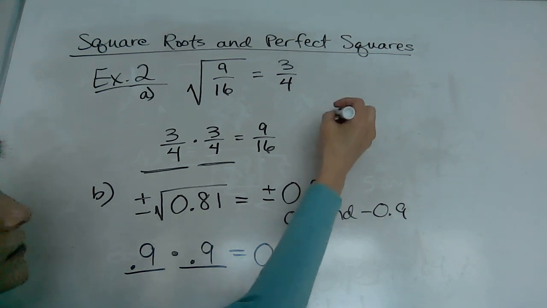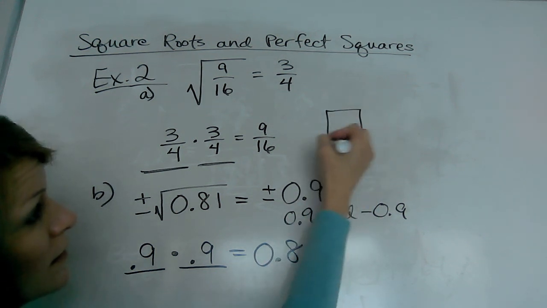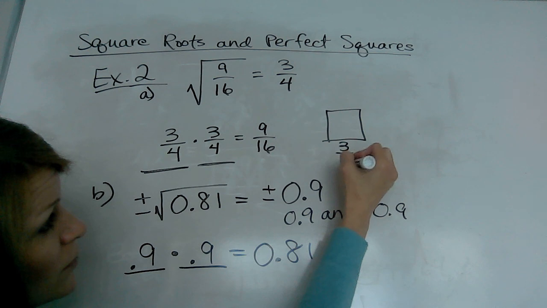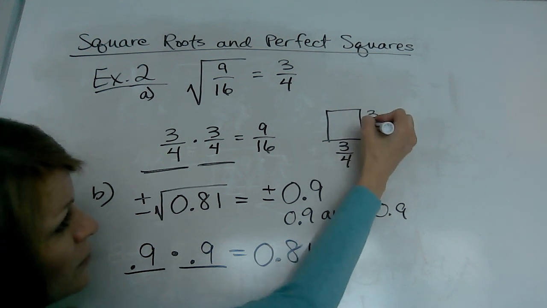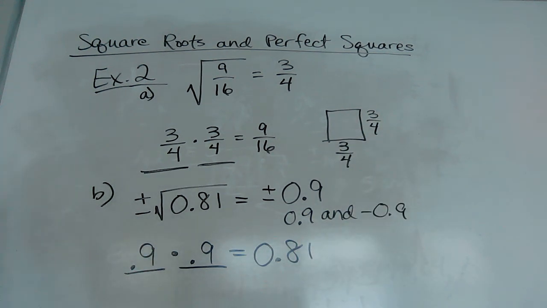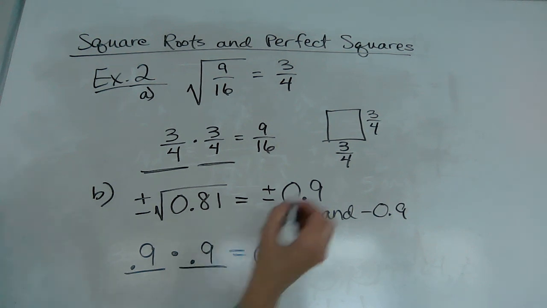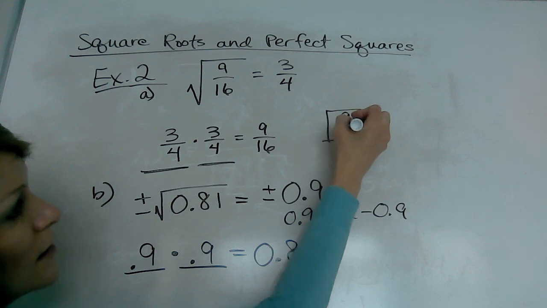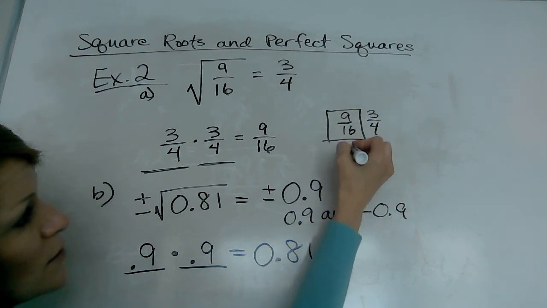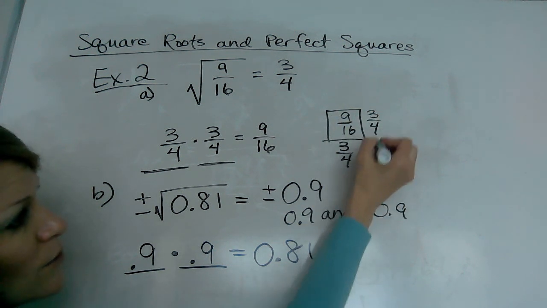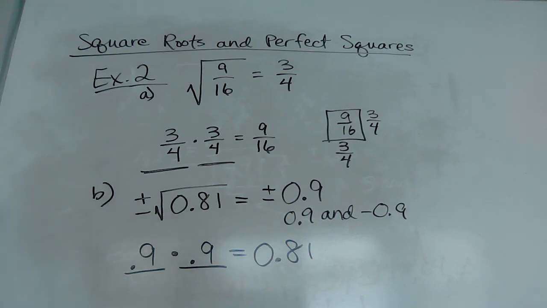We could even draw that square. This side length would be 3/4. This side length would be 3/4. Maybe we're talking about 3/4 of an inch. Maybe we're talking about 3/4 of a mile. It doesn't matter. It's still a square. And so that perfect square created here would be 9/16. 3 times 3 gives us the 9. 4 times 4 gives us the 16.